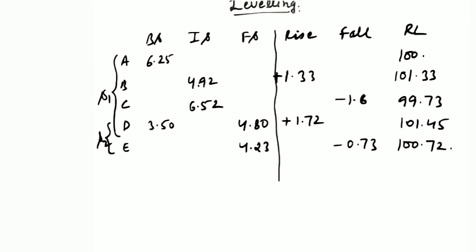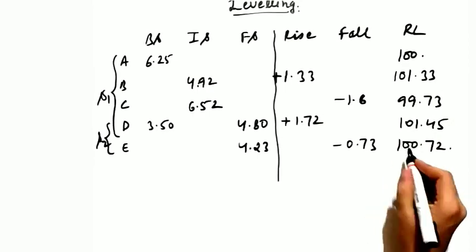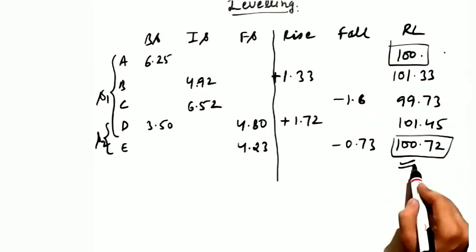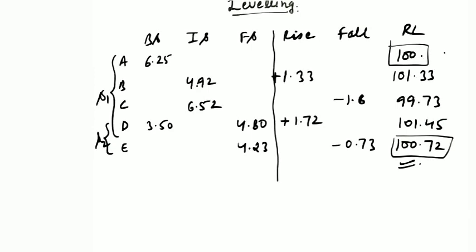You can solve the same table using the height of collimation method or using the rise and fall method. You will obtain the same results. Now see, in these two methods there are two checks, whether you are going right or wrong. You have obtained the RL of the last station from the first station. If it is correct, the check will be satisfied. If it is incorrect, the check will not be satisfied. So what is the check?